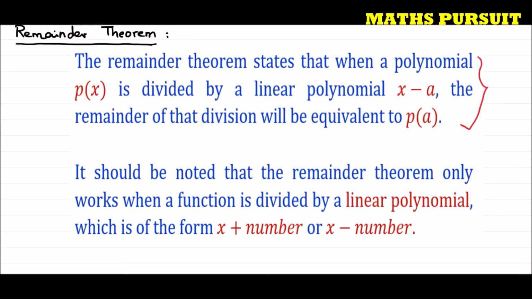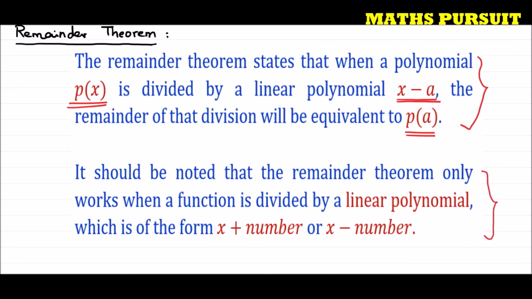It states that when a polynomial p(x) is divided by a linear polynomial, this is a linear polynomial because it has only the degree of 1. So when a polynomial is divided by a linear polynomial x minus a, the remainder of that division will be equivalent to p(a). Now there is also one other clause in this.